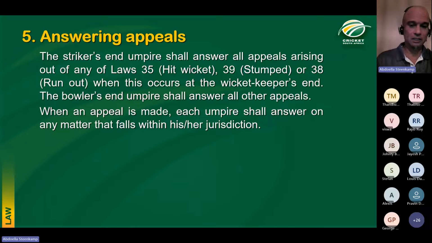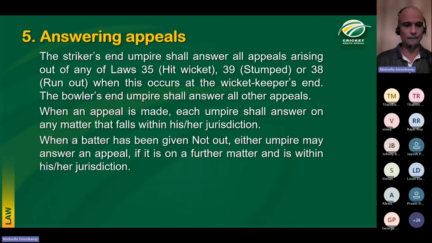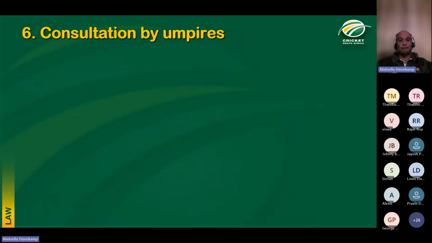If it's a stumping and the striker's end umpire gives it out or not out, you're not going to go from the bowler's end and say you think it was out, it looked out from your side. It's not in your jurisdiction. Don't get involved. The striker's end umpire needs to adjudicate on stumping. It falls within his or her jurisdiction. When a batter has been given not out, either umpire may answer an appeal if it is on a further matter and it falls within his or her jurisdiction.